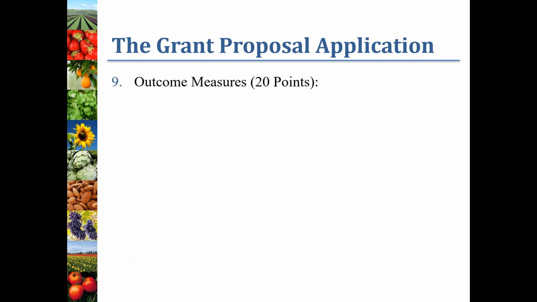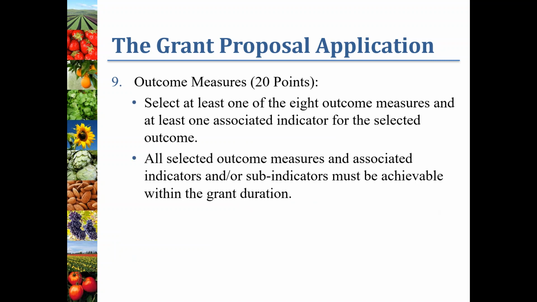Question 9, outcome measures, is worth 20 points. Applicants are required to download and complete the outcome measures template. The information entered should build upon the template from phase 1 and address any administrative or technical review feedback that was received. It's important to note that all chosen outcome measures and associated indicators and/or sub-indicators must be achievable within the grant duration. And remember that the outcome measures and indicators were developed by USDA and the Office of Management and Budget, so they cannot be changed, altered, amended, reworded, etc.